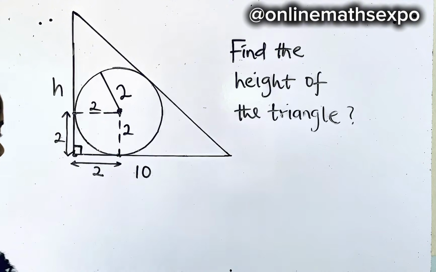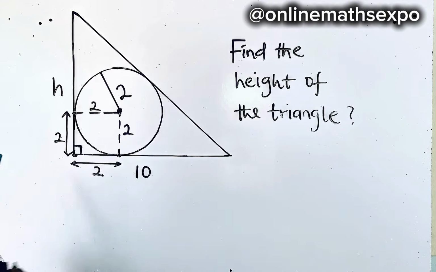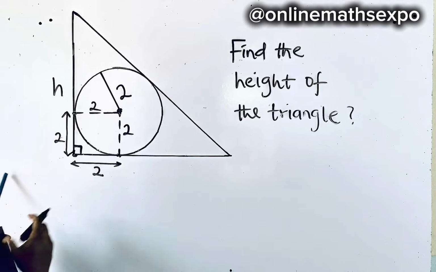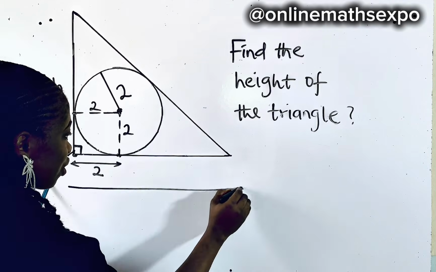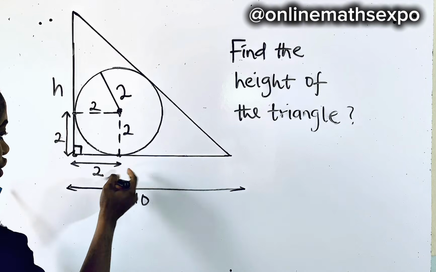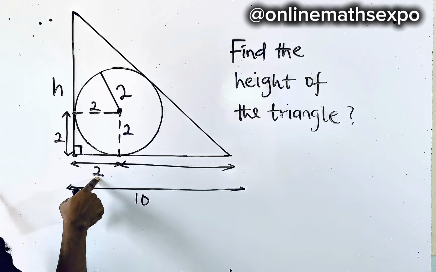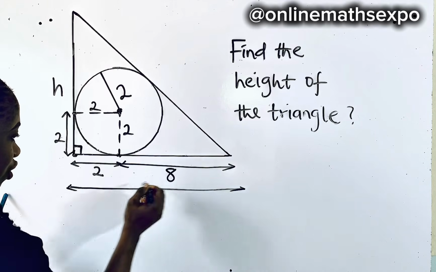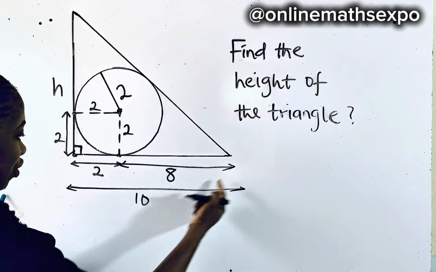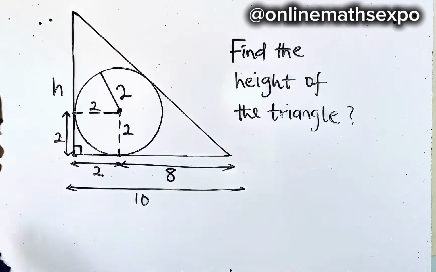Now, what do you do next? Remember that this total length is given as 10. So I am free to adjust this. If I want to get the remaining part of this base, I will do 10 subtract 2, and that gives me 8. So that when I add 2 and 8, it gives me back 10 units.